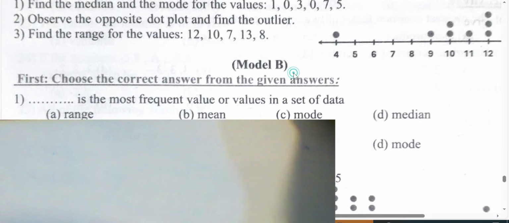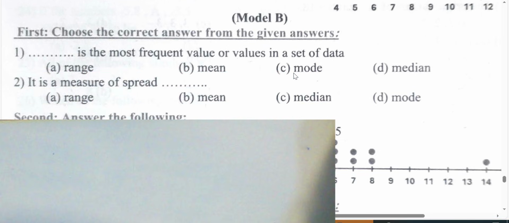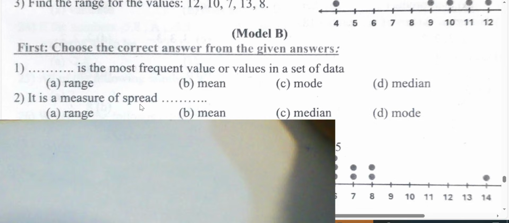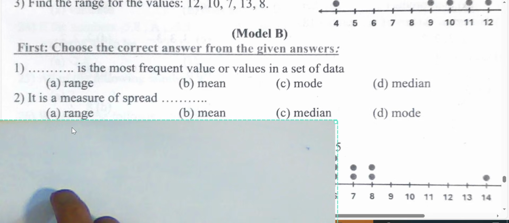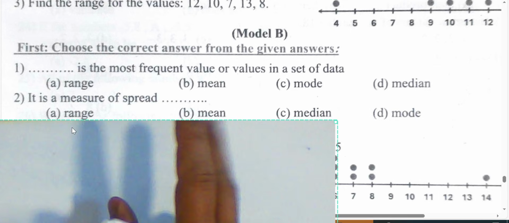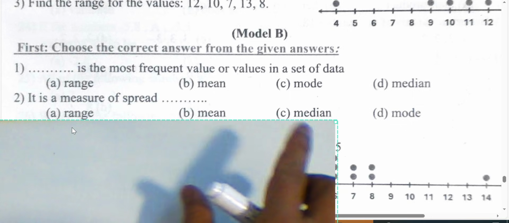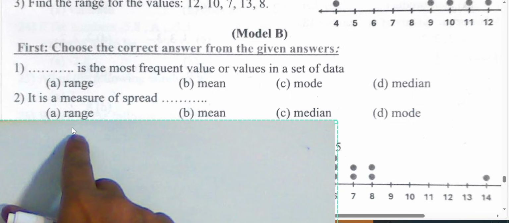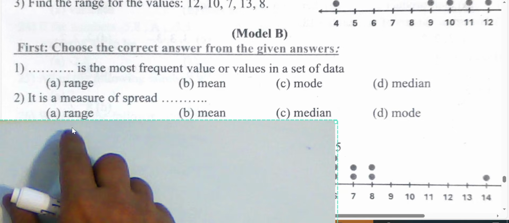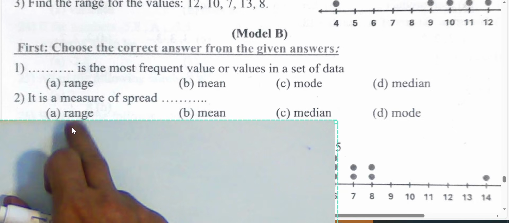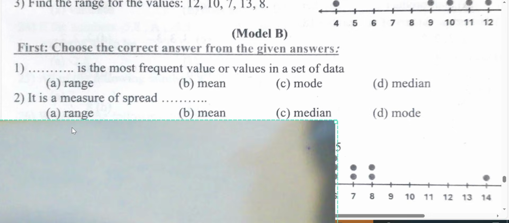Okay. Next question, number 2. It is a measure of spread. We called it the range. The range is a measure of spread. But mean and the median and the mode, we called it the measure of central tendency. Mean and the median and the mode. But range is the measure of spread. Okay. Range. We can find the distance, or the difference between the maximum and the minimum, to find the range. The answer here will be letter A. Next question.